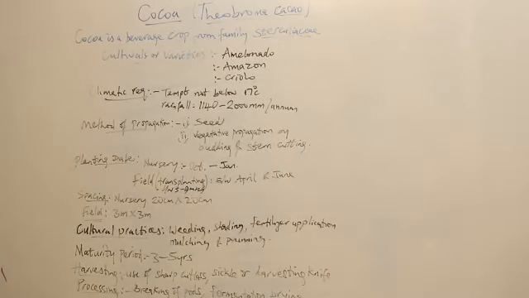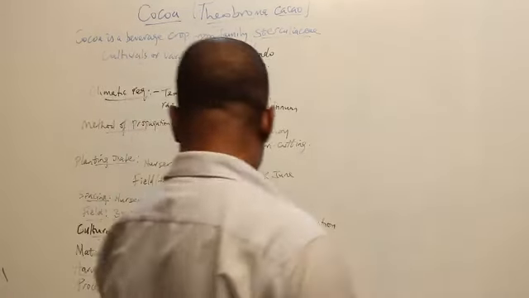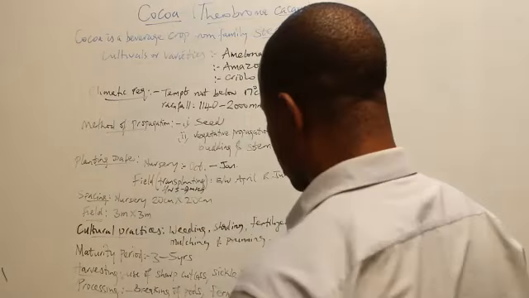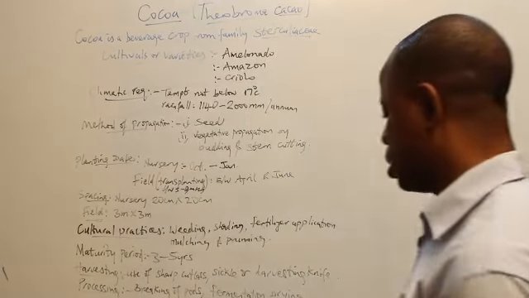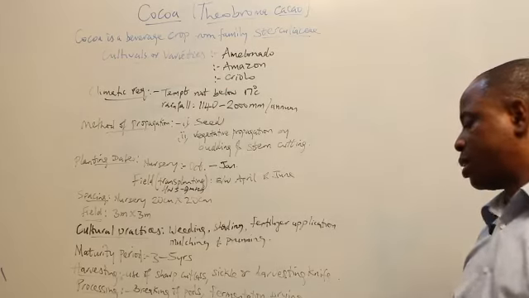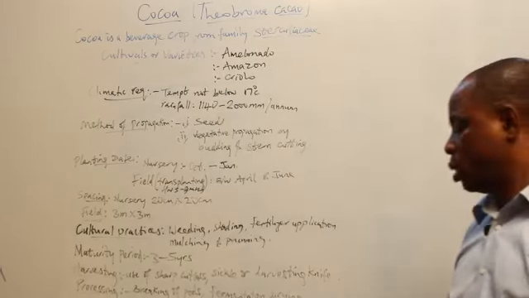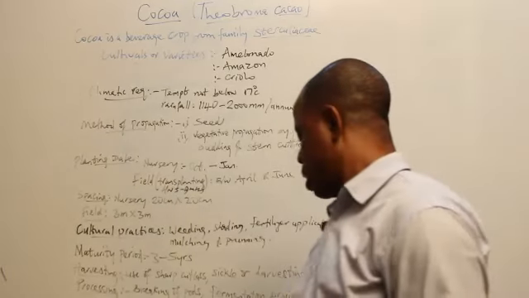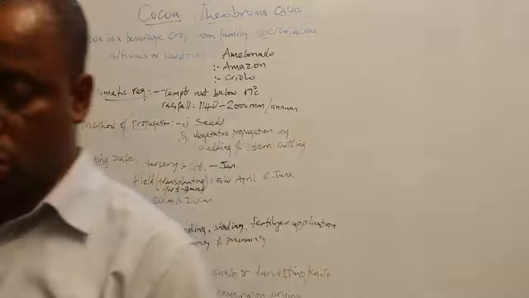Pests. Pests of cocoa include cocoa capsids and cocoa mealybugs. But these can be controlled by the use of appropriate chemicals. Diseases of cocoa include black pod disease and swollen shoot disease.